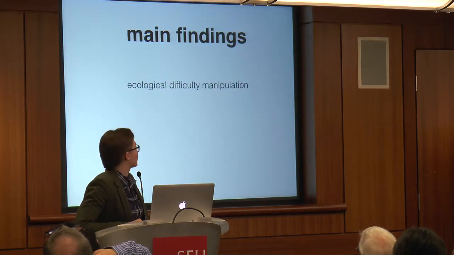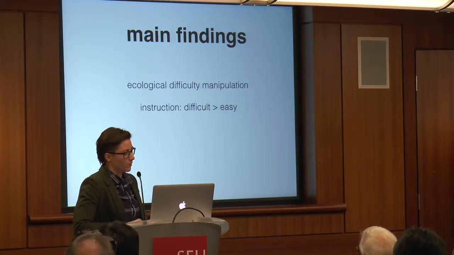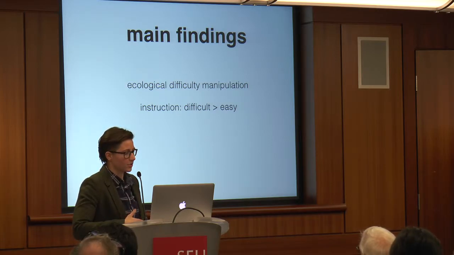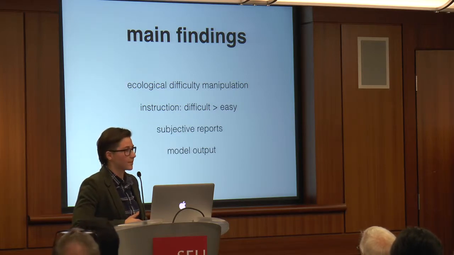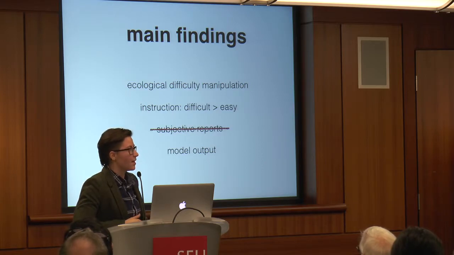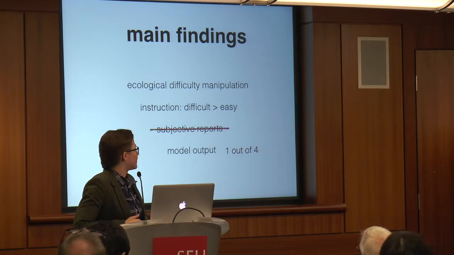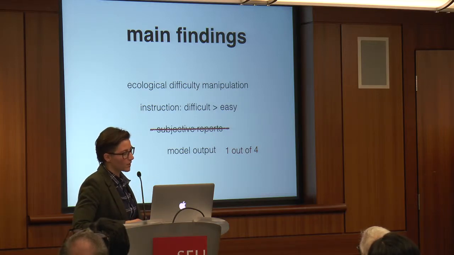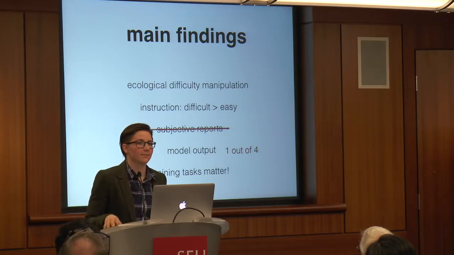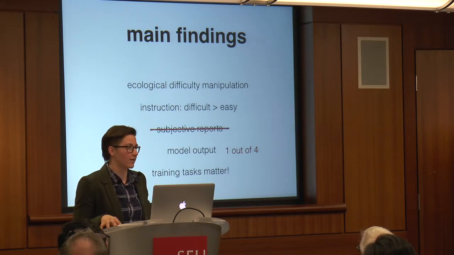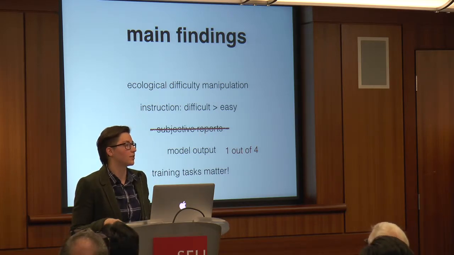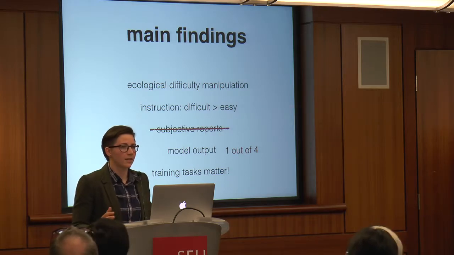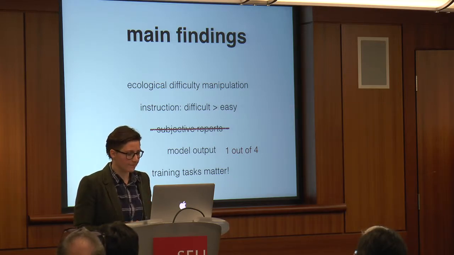Using our difficulty manipulation, where we would have expected more predicted cognitive load in the instruction phase, for the subjective reports we found no difference. And for the model output, we found that only one of the models was able to pick up on a difference. What's important about this is that the training task might matter, because the one model that did well here was the one that actually included the guru training phases. So for future work, we might want to consider that we do need some domain information when we're doing our training.